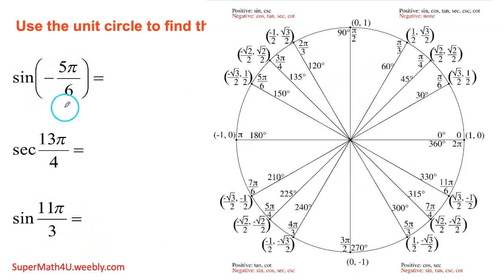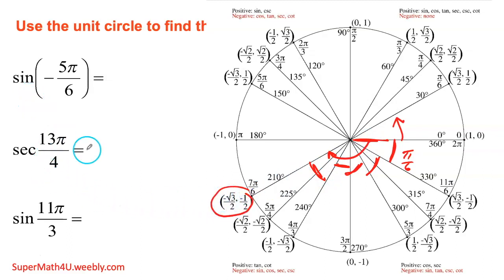Sine of negative 5 pi over 6. Remember, negative means I start from here, but instead of going up, I go down. Negative 5 pi over 6. So this is pi over 6, 30 degrees. Another pi over 6, another pi over 6. So 1, 2, 3, 4, and 5. So my angle is all the way up to here. That's negative 5 pi over 6. The question is sine, which is the y value. Therefore, my answer is negative 1/2.